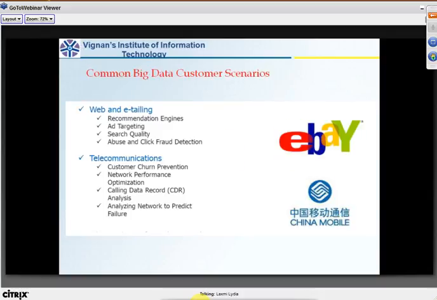Now we can see the big data customer scenarios. What are big data customer scenarios? Big data customer scenarios are nothing but from which zone we are getting a lot of data. That is called the common customers. So from which zone we are getting big data, that is called the big data customer scenarios.